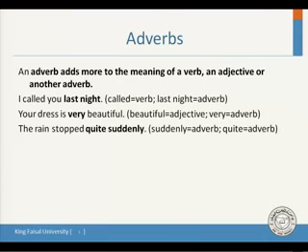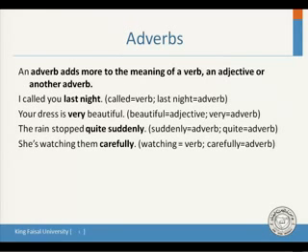The rain stopped quite suddenly. The rain stopped suddenly, but we have another adverb, quite. So we have two adverbs here. Suddenly is an adverb, and quite is another adverb, an adverb adding to the meaning of another adverb.